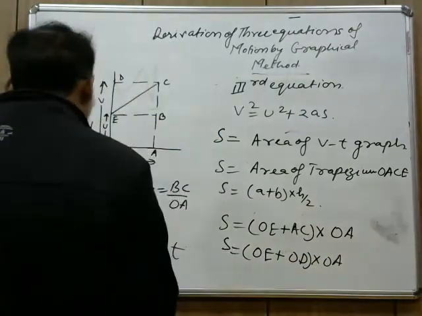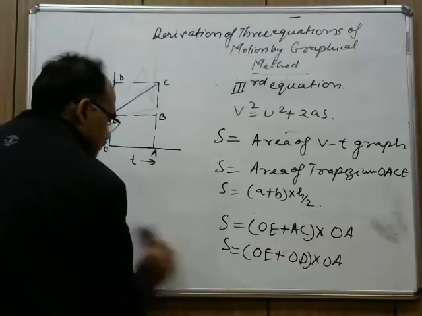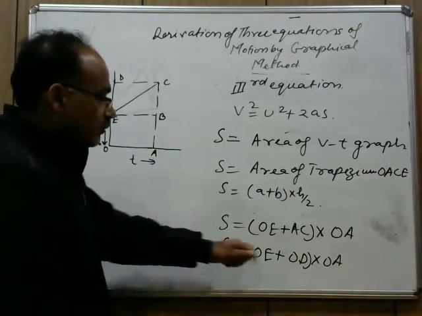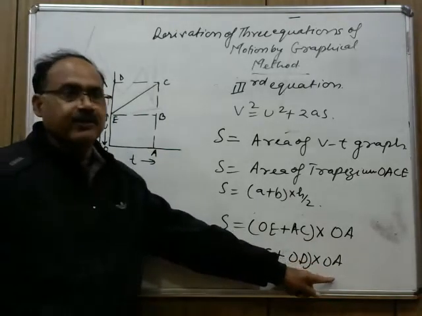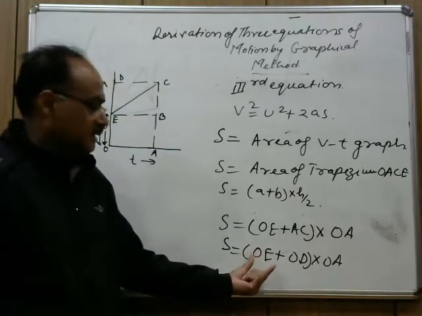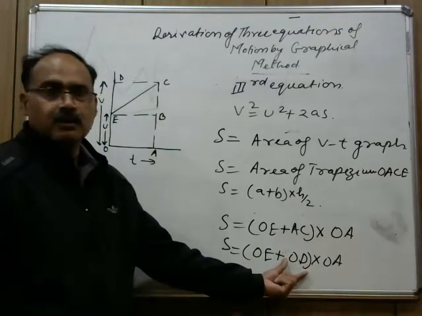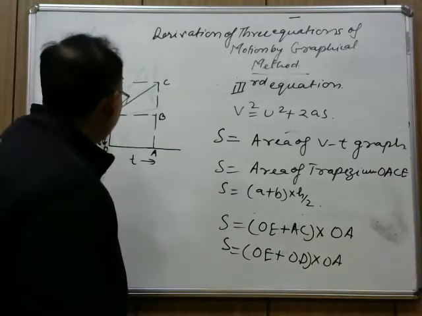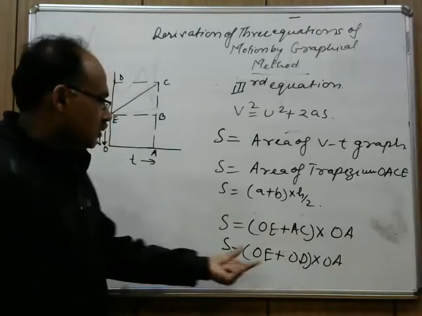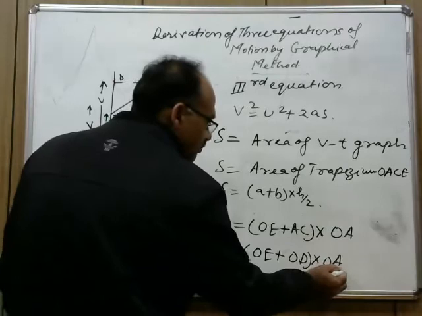Now we have to transform this OA in this expression, because these two represent the two parallel sides. Their values are U and V. You can see that in the figure. OD is equal to V, and OE is equal to U. So we have to transform this OA.